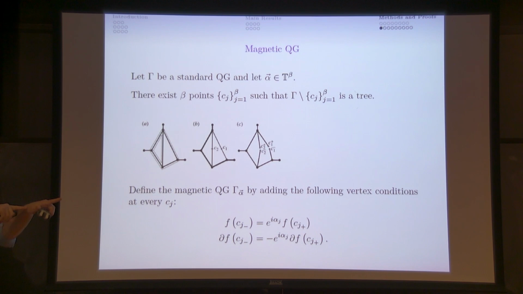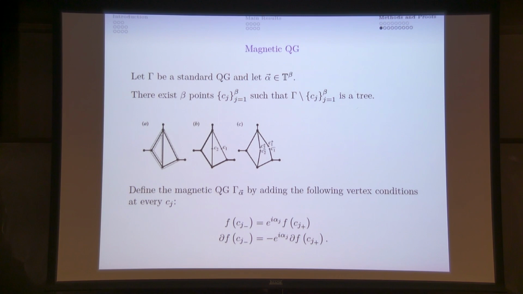And this is actually unitary equivalent to just inserting some magnetic potential, where alpha is the integral modulo 2 pi of the magnetic potential on this cycle. So that's just a toy example. It's a toy model which is unitary equivalent to the actual model of a magnetic quantum graph.